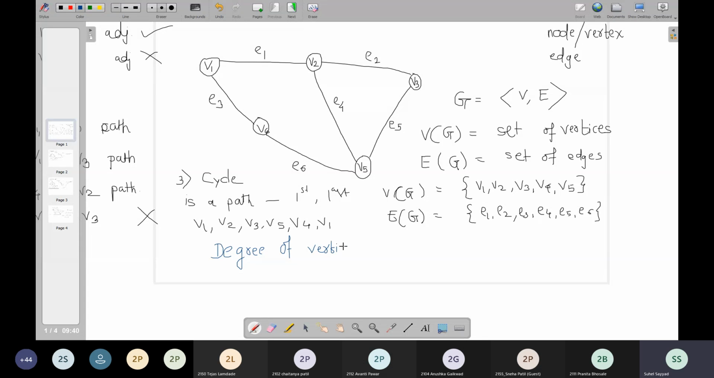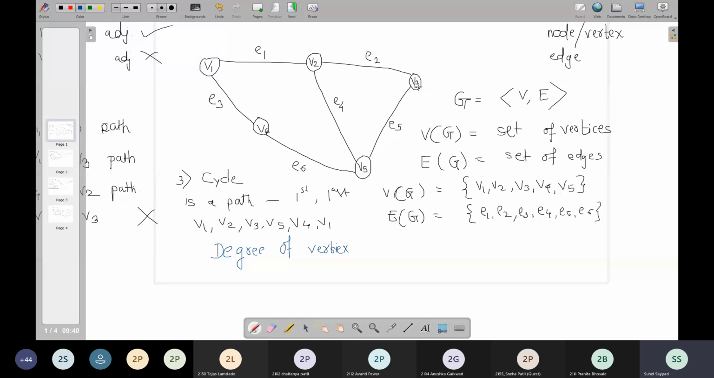Degree of a vertex in that particular graph. So if I ask you what is degree of V1, for example, the degree is 2, because of these two edges. So degree of V1 is 2. What is degree of V2? Can anyone tell me what is degree of V2? 3. Absolutely correct, because there are 3 edges associated with V2.